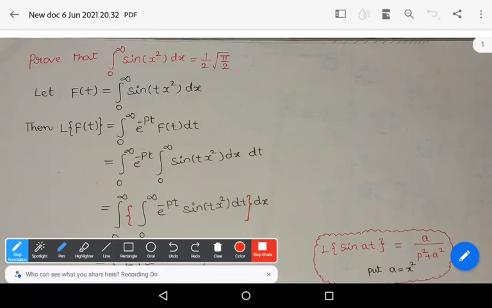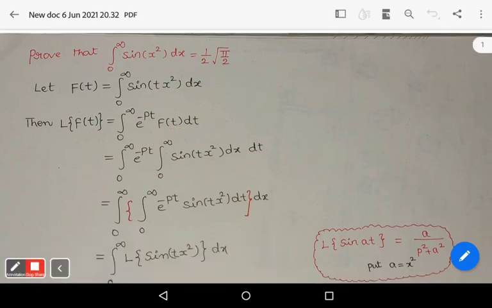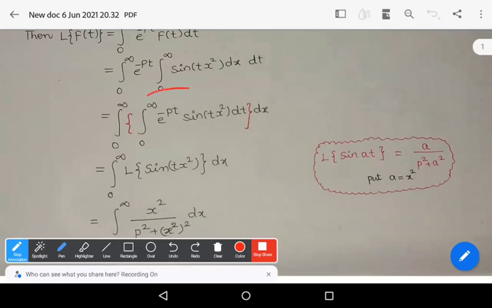Now substitute f of t. So integral 0 to infinity sine of tx square dx. Now we get this integral 0 to infinity, again integral 0 to infinity e power minus pt sine of tx square dt. Here you observe that I colored with red color flower brackets. So that integral is nothing but Laplace transform of sine tx square.